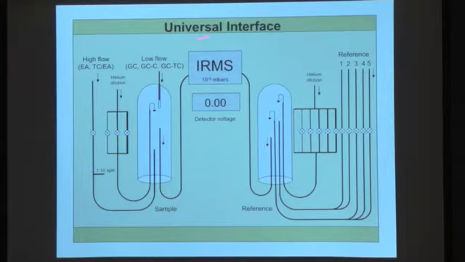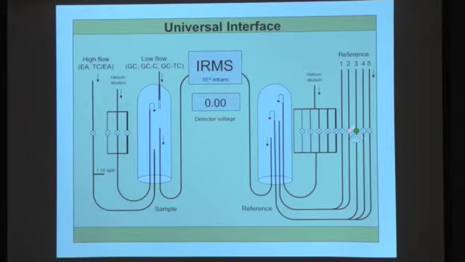So this is the universal interface. It's very clever in that you can have a lot of different reference gases. You can dilute them in various degrees, so I've diagrammed those by smaller and bigger tubes. And the same with unknowns. So here's how it works.